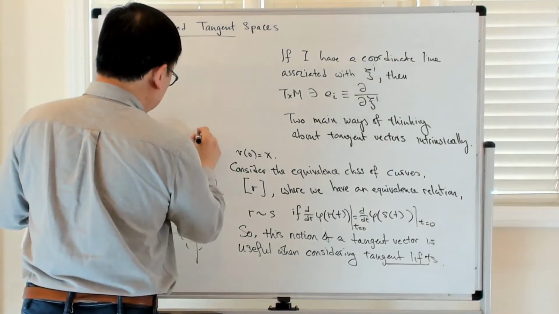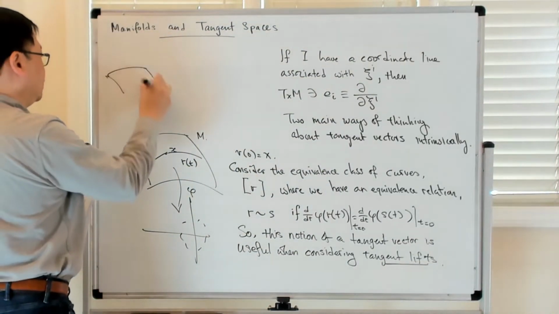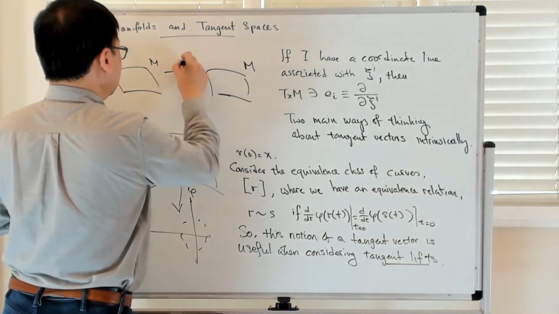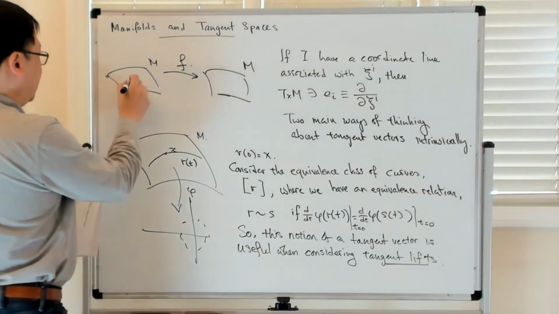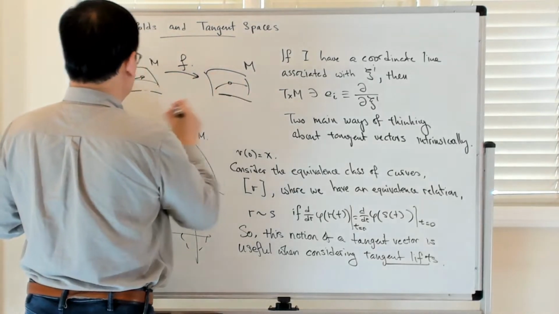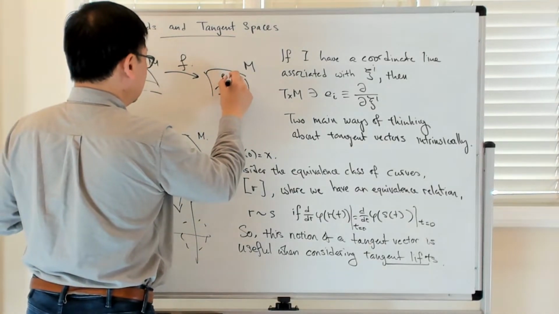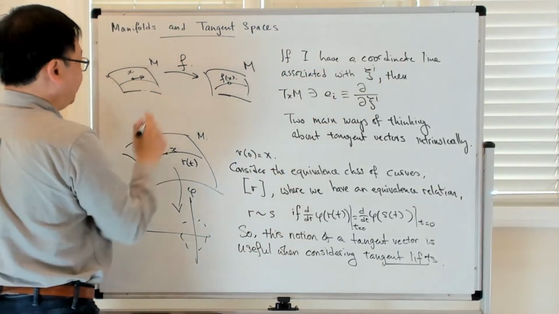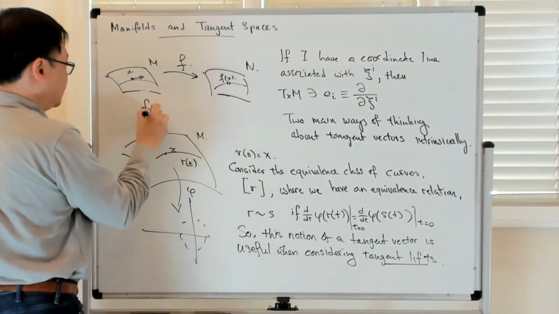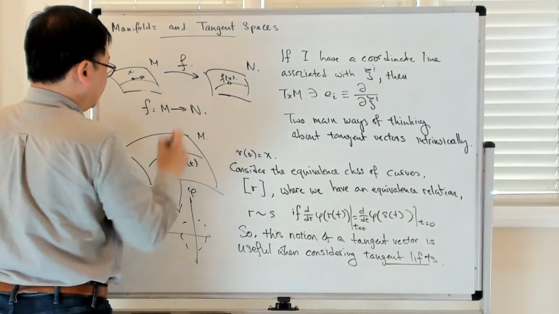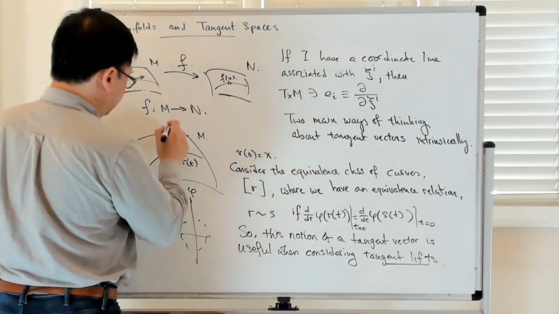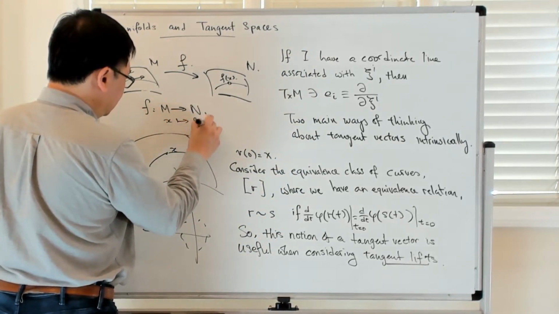In fact, it doesn't even have to be a map from the same manifold to itself. Imagine I have a map from one manifold to another manifold, and let's call that f. I have a tangent vector and a curve. So this is x and this is f of x. Call the manifolds M and N, so f is a map from M to N. In particular, it maps a point x to f of x.